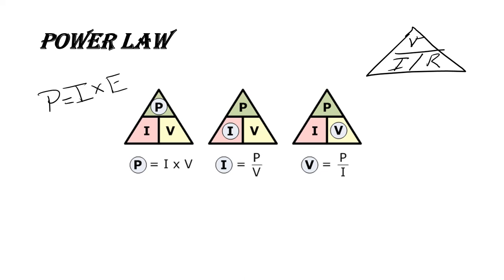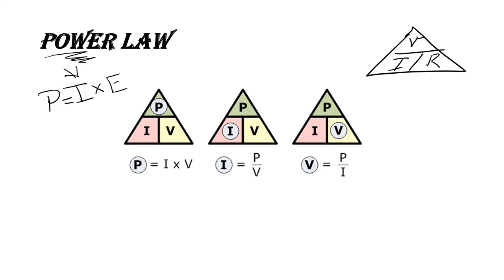P-I-E. Pie. E stands for electromotive force. Electromotive force stands for volts. So P-I-E, or P-I-V in this case. So sometimes the V helps us, sometimes it doesn't. But in this case, P-I-E, pie. All right, so remember that. Power is pie. All right, so using this, we can do the same thing.